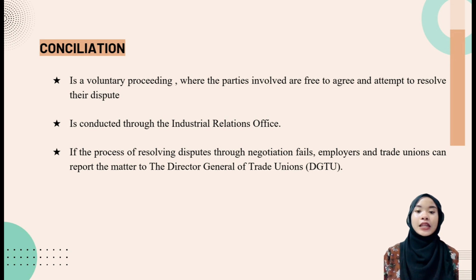The second method is conciliation. Conciliation is a voluntary proceeding where the parties involved are free to agree and attempt to resolve their dispute by conciliation. Conciliation is conducted through the Industrial Relations Office, where a conciliator is involved to assist in solving a trade dispute. If the process of resolving the dispute through negotiation fails, employers and trade unions can report the matter to the Director General of Trade Union, DGTU. The Director General of Trade Union will give recommendations to both parties to solve the issue.